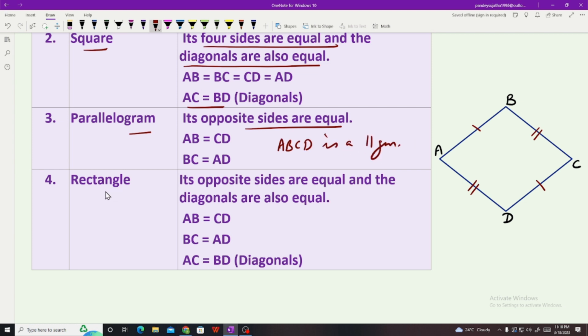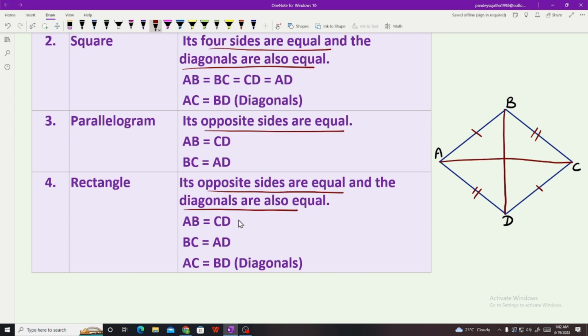So now to show that the quadrilateral is a rectangle, we need to show that the opposite sides are equal and even the diagonals are also equal. That is, AC is equal to BD. If opposite sides are equal and the diagonals are equal, then the quadrilateral is a rectangle.